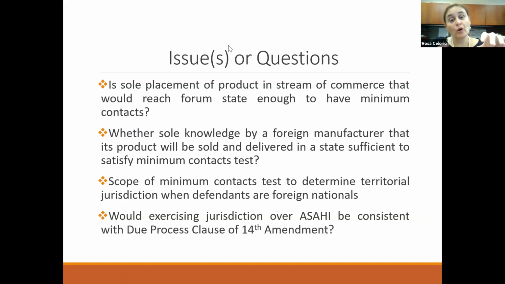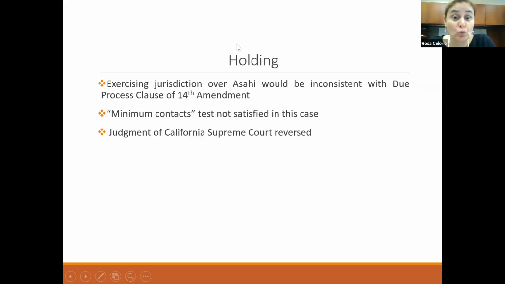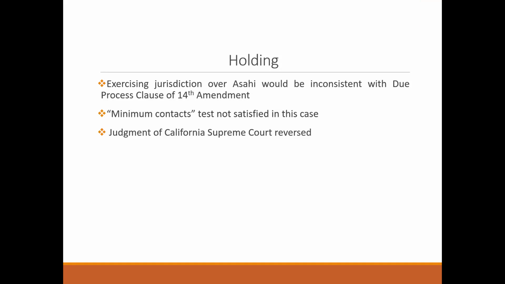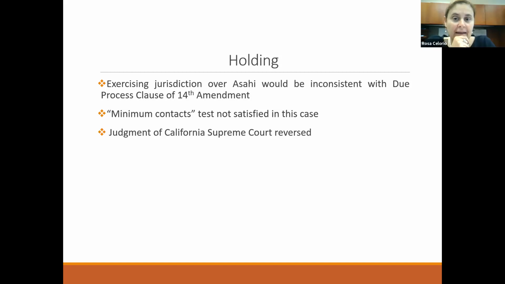The lower courts were divided on this, but the U.S. Supreme Court actually ruled in favor of Asahi, basically held that exercising jurisdiction over Asahi would be inconsistent with the due process clause of the 14th Amendment. And it indicated also that the minimum contacts test in this particular case wouldn't be satisfied, and basically reversed the judgment of the California Supreme Court. This is something that the U.S. Supreme Court can do, especially in constitutional issues or federal question issues. And that's something that we will be discussing in fundamental issues in U.S. law. And in this particular case, this is something that the U.S. Supreme Court ended up doing as well.